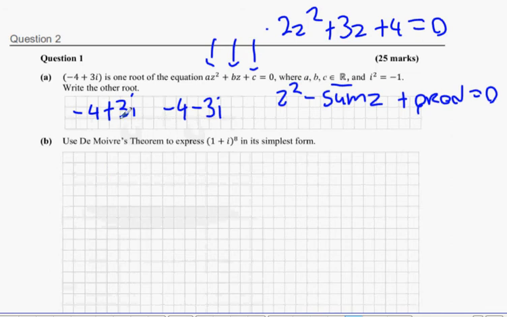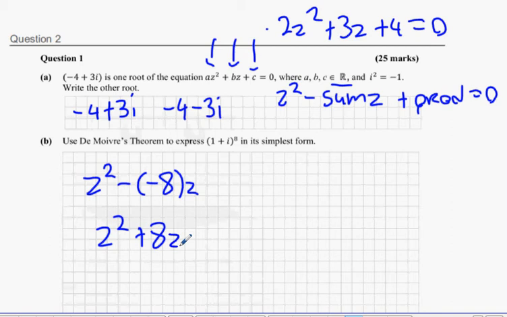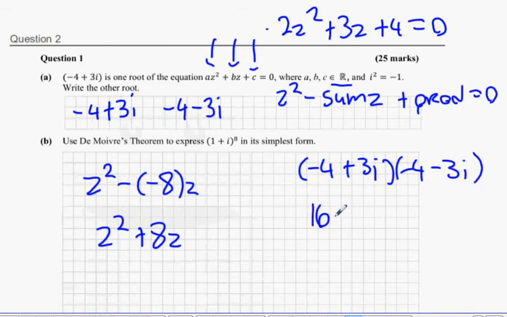So what we're going to do next is I'm going to do this equation. What happens when you add them together? Minus 8. So that's z squared plus 8z. Now multiply them together to get the last part. Plus 16 plus 9, so plus 25. William's right. If they're conjugates of each other, what happens to the middle part? And then the end is minus 9i squared, which will be?